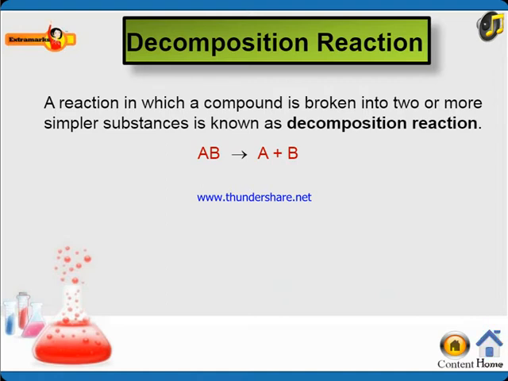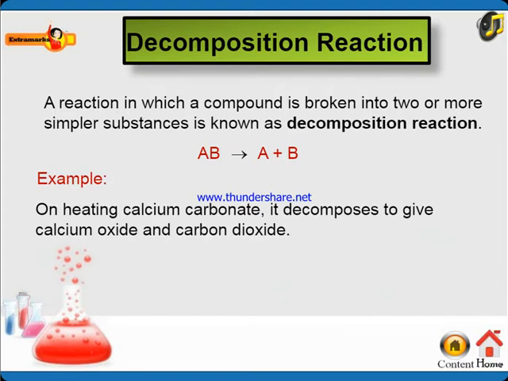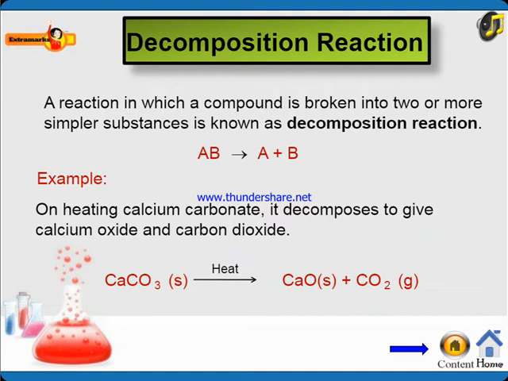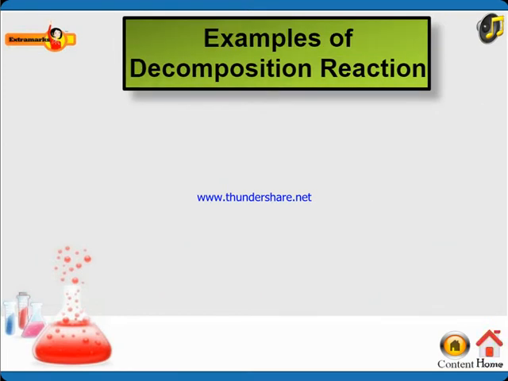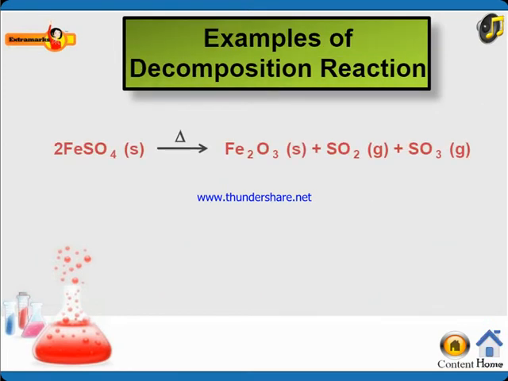A reaction in which a compound is broken into two or more simpler substances is known as decomposition reaction. For example, on heating calcium carbonate, it decomposes to give calcium oxide and carbon dioxide. Here are some more examples.